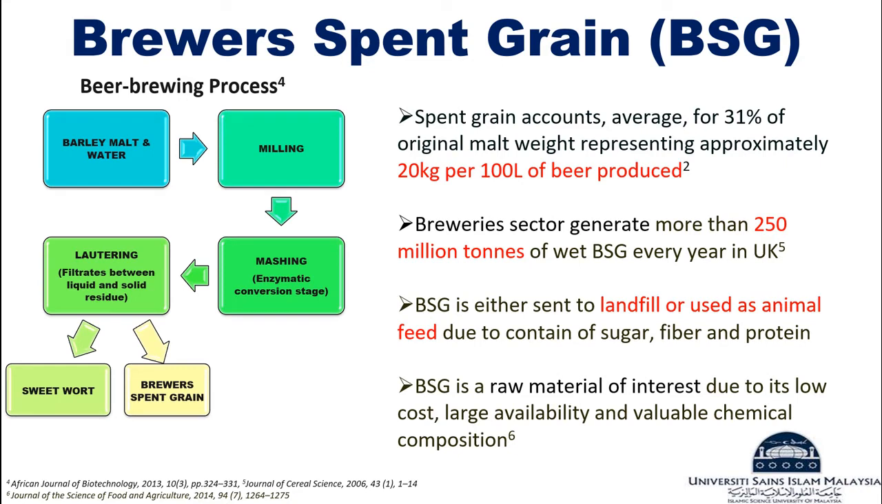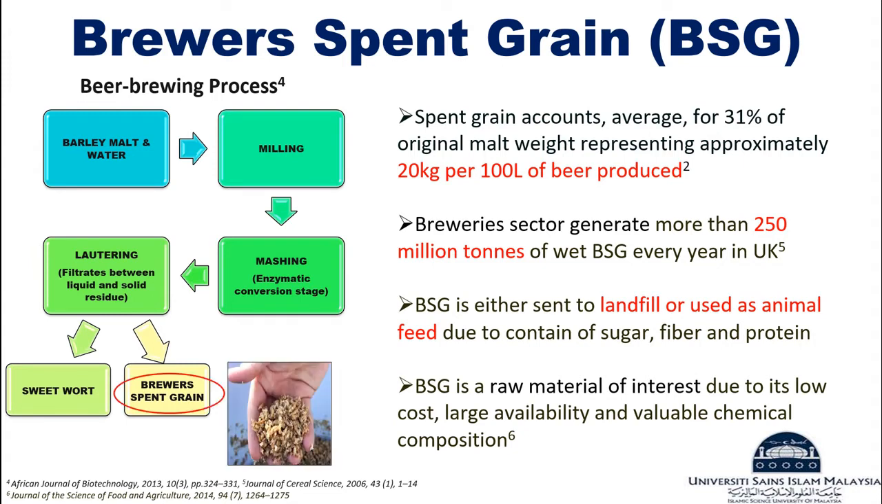At the final stage in the beer brewing process, the sweet wort is fermented to produce beer. Meanwhile, brewer's spent grain is left as a byproduct. It should be noted that for every 100 liters of beer produced, 20 kilos of this waste are generated. So, as the demand for beer is continuously growing, many concerns have been raised about the impact of this waste.